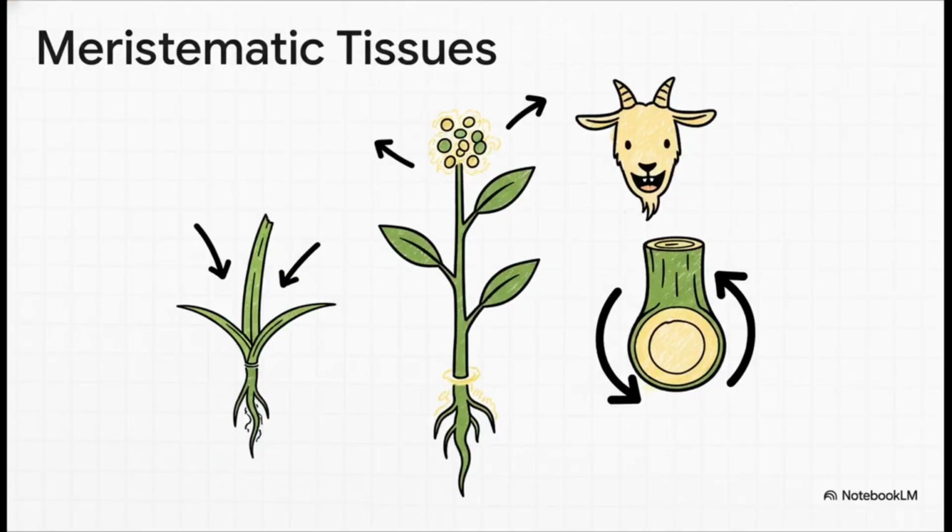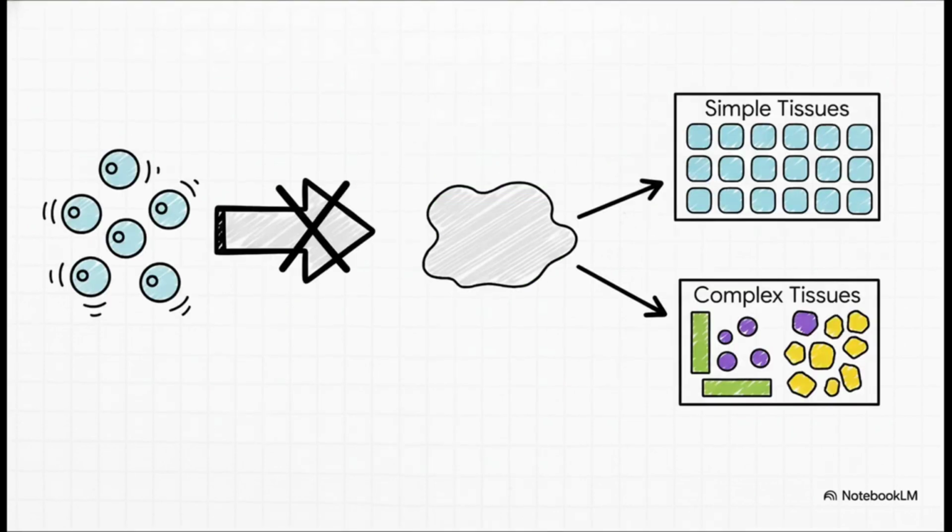First up are the meristems. Think of these as the plant's growth factories. These are the spots where cells are constantly dividing. You've got apical meristems right at the very tips of roots and shoots, and their job is to make the plant longer. That's what we call primary growth. Then there's intercalary meristems. These are found in grasses, and they're why grass can grow back after a lawnmower or a goat comes along. And finally, you have the lateral meristems, which make the plant grow wider or increase its girth. That's secondary growth.